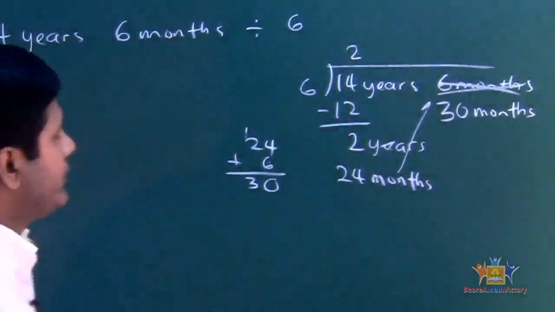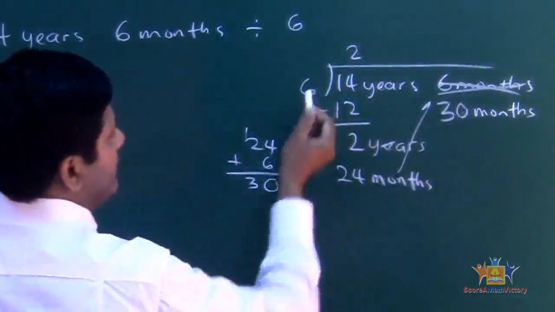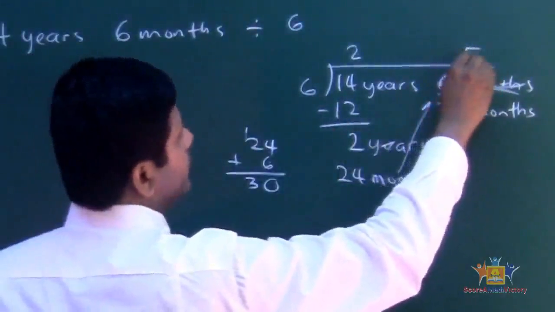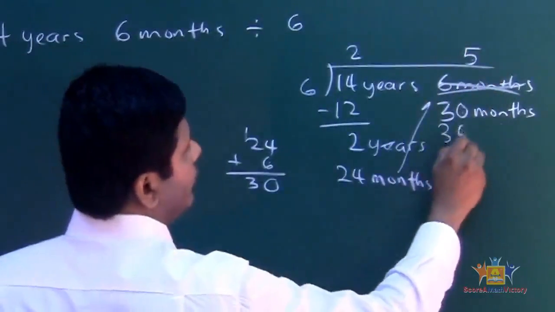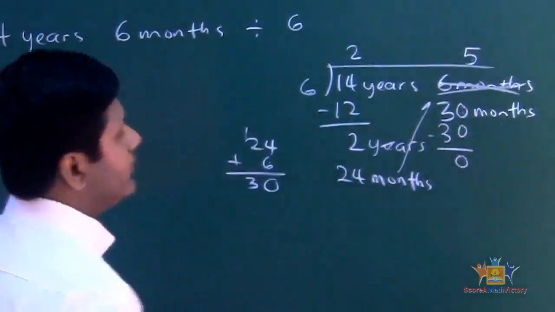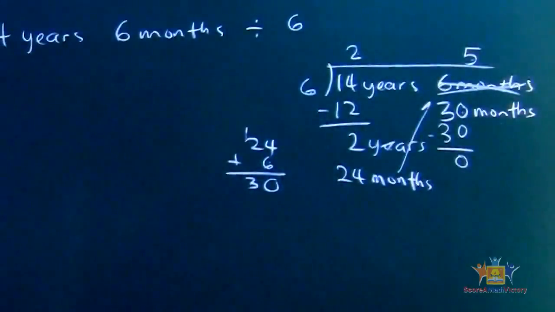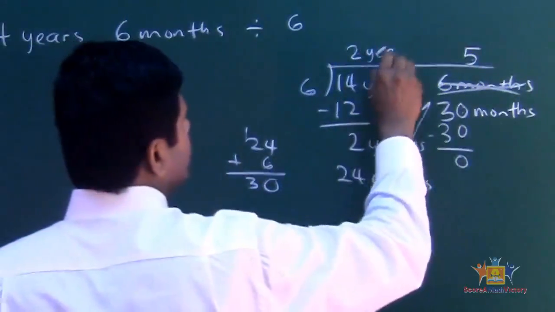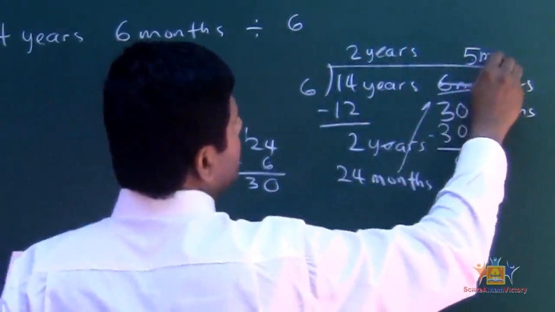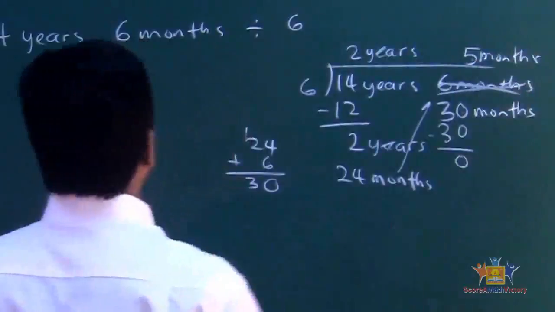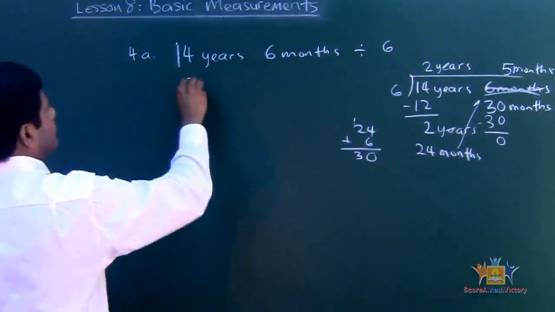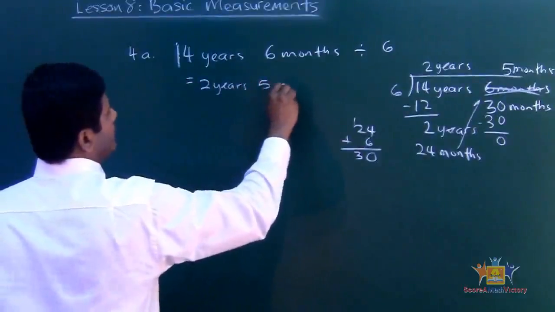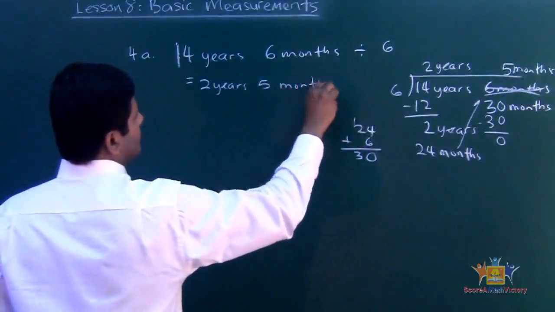Okay, so we're going to take the 30 and divide that by 6. In 30, there's how many 6? 5, because we know that 5 times 6 is 30. Minus, give me 0. See that? And that's pretty much done. So that means, bring the years up, 2 years, 5 months. So by dividing that, that should give me 2 years, 5 months.